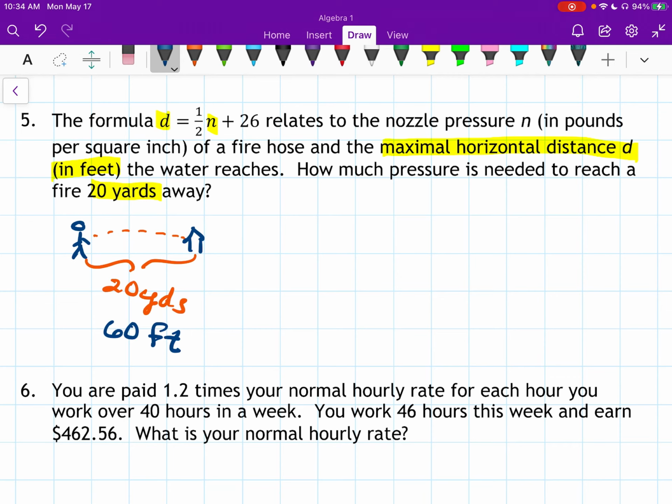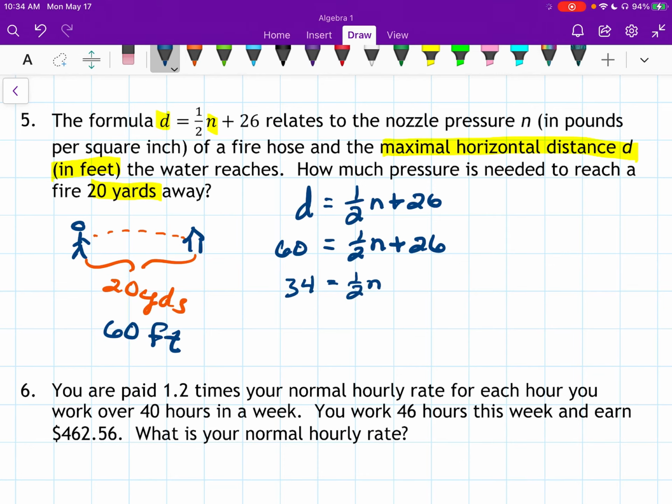Now that I've got it in feet, I can plug into my formula. I'm going to plug in for distance. So really I have D equals 1/2 N plus 26. I'm going to plug in for D. So I'm going to say 60 equals 1/2 N plus 26. And now I'm going to solve to get my pressure. So starting off, I'm going to subtract 26. So I'm going to say 60 minus 26. That gives me 34.